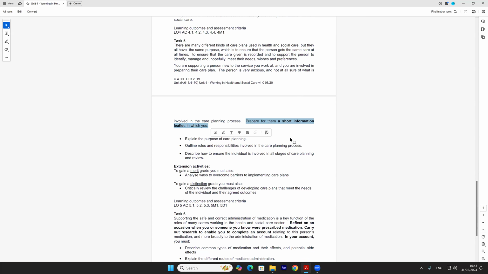So I believe that you all are familiar with what a leaflet looks like. We have those at our home, and we need to prepare a leaflet, and in that we need to include this information, these 3 bullet points. Like we need to explain the purpose of care planning.